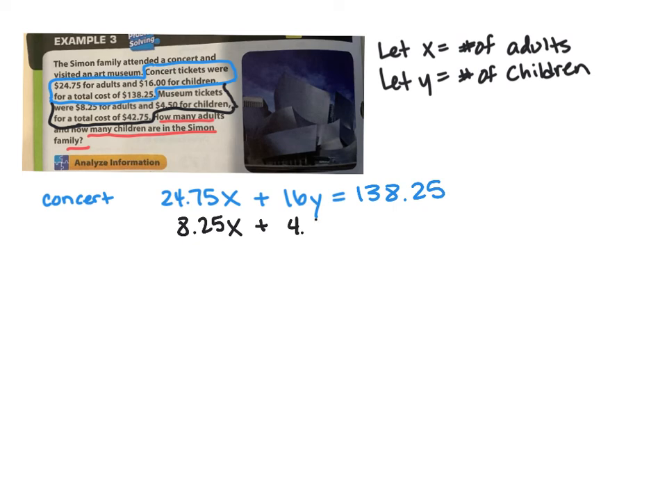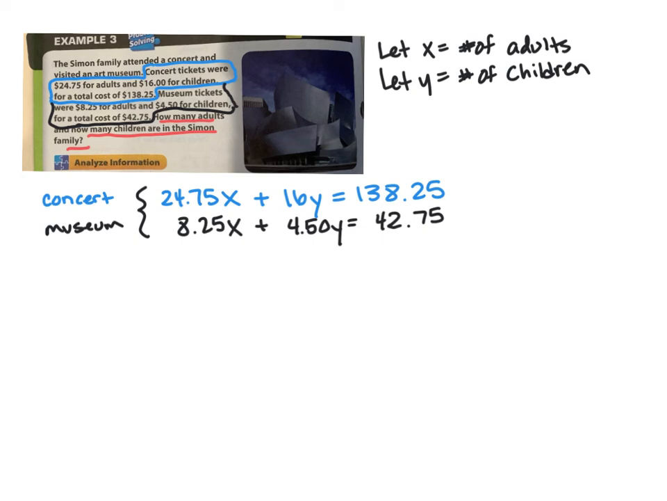$4.50 for a children's ticket. I don't know how many children are in that family. It's the same family, so it's the same amount of adults and same amount of children in each of these, for the total cost of $42.75. That is my system with my two equations, my equation for the concert and my equation for the museum. Same families going, so in both equations it's the same amount of adults and same amount of children.